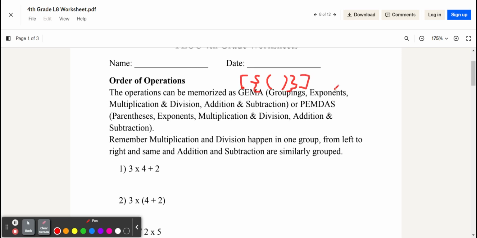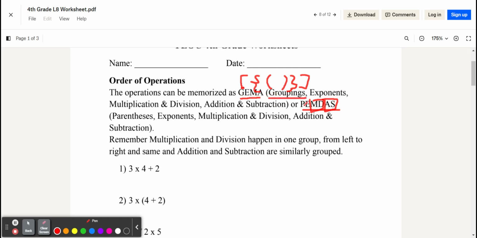It's any of that. And the reason I prefer this over PEMDAS, which is parentheses, exponents, multiplication and division, addition and subtraction, is that in PEMDAS, the M comes before the D and the A comes before the S. So sometimes people think multiplication happens before division and addition happens before subtraction, but that's actually not true. These are grouped together and these are grouped together. So you do multiplication and division in one step and addition and subtraction in one step. So that's why GMA is a little bit better.